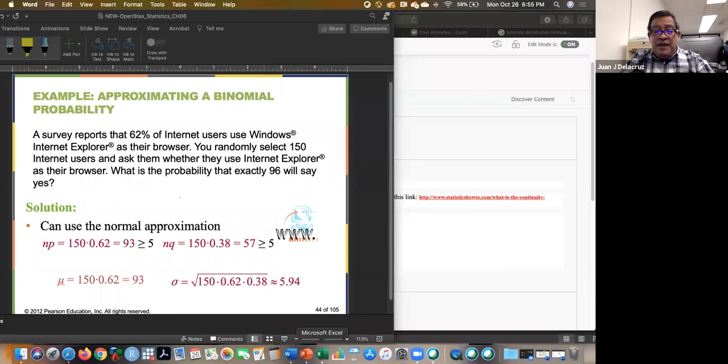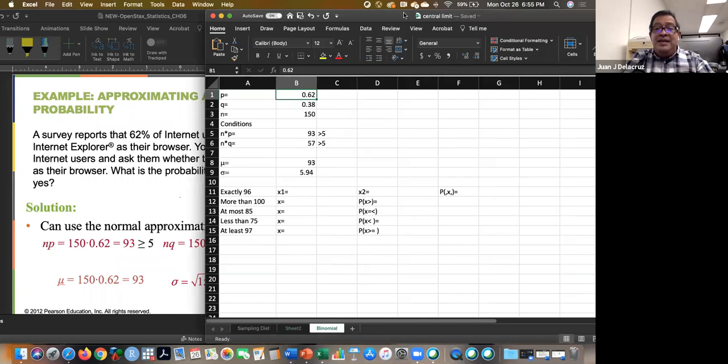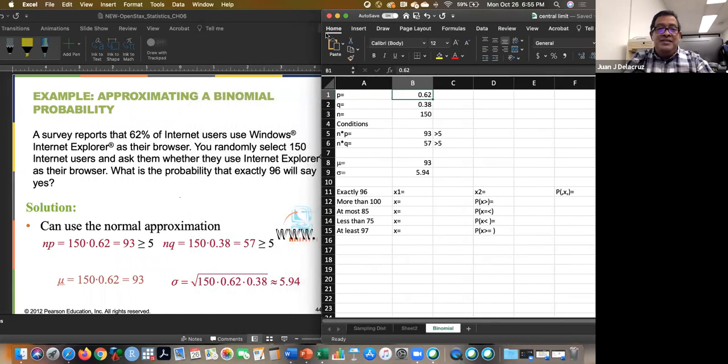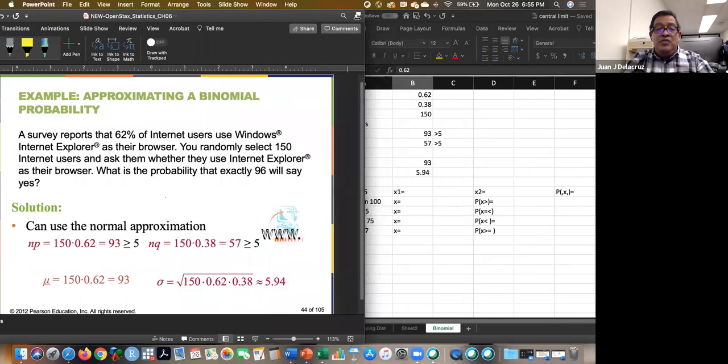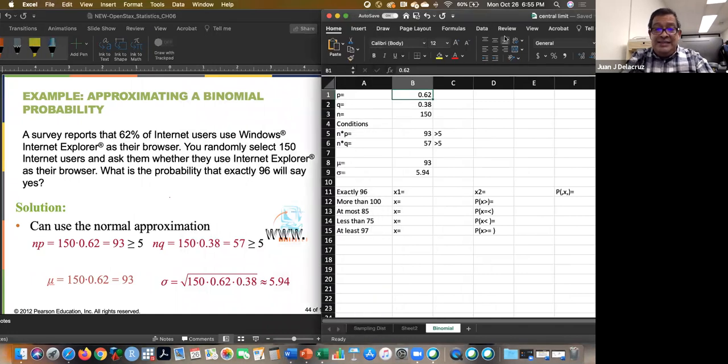And let me bring my Excel table. So I did the binomial here. So how do we find those values? I mean, this is very simple. We are going to collect the data that is necessary for us. So in this case, I set here the conditions. Those conditions are very important, because if these numbers are greater than 5, then we can proceed with the approximation to a binomial probability. But if these numbers fall below 5, we cannot do that.